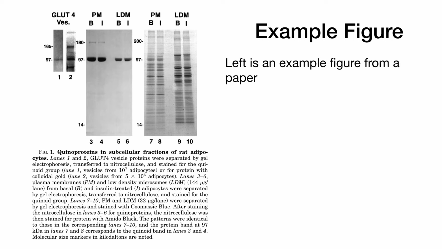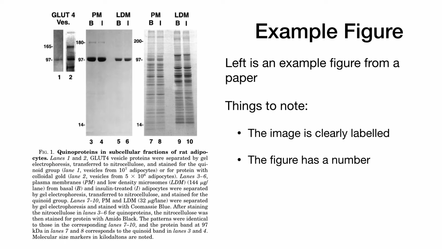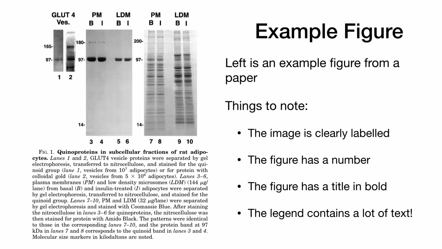Now on the left is an example of a figure from a paper. As you can see, it has the gels and the blots at the top of the figure clearly labelled with what each lane contains. The lanes are numbered, we've got molecular weight markers on there. And in the legend we have a figure number, in this case figure 1. We have a title for the figure in bold. And then we have a description of the contents of that figure, what's in each lane of the gels shown.